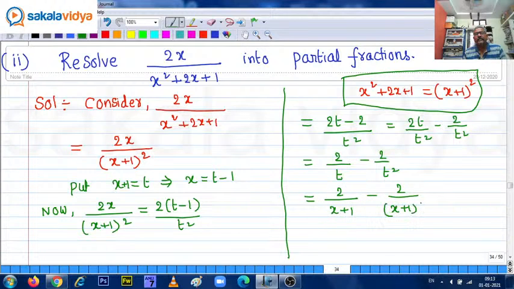These are the partial fractions. In a very simple manner we can find the answer to this question. This was given in the October 2011 examination question.